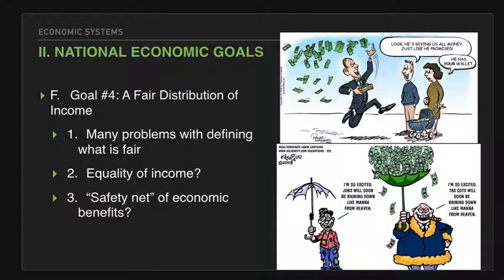Some people would say, well, maybe a small one, but it should be limited. So we're going to have a safety net. So if you have a major medical expense, the government's going to kick in. They're going to help you out, but only for a month. And then you're going to be responsible on your own. Or if you lose your job, we'll help you out for a month, but after that, you're on your own.